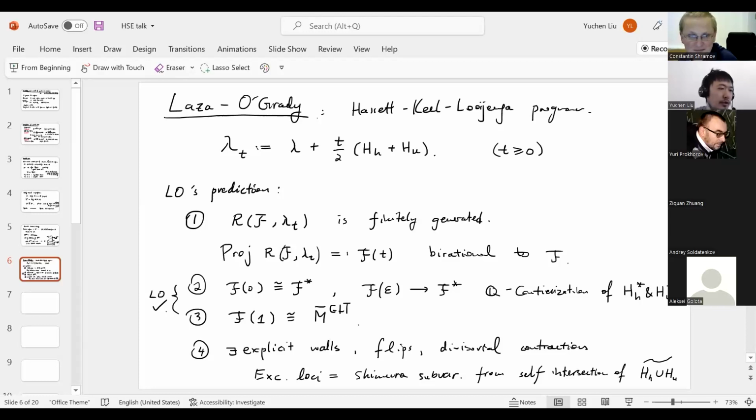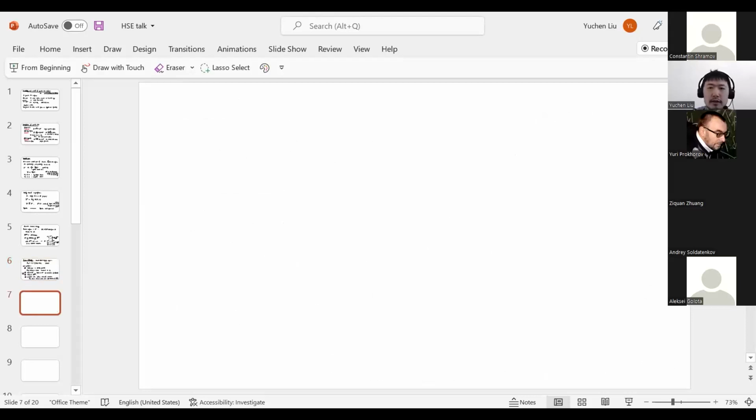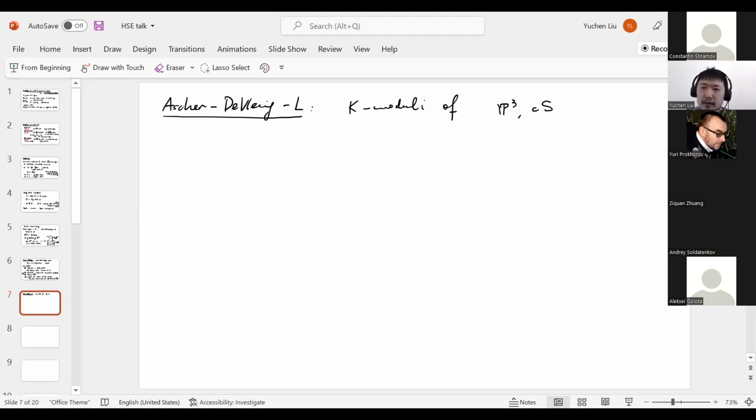All right, so now it's a good time to start with K-stability. Basically, we want to study this question not directly from the Hacon-Langer program point of view, but rather from the K-stability point of view. So what we did is we look at K-moduli of this pair, P^3 and then a constant times the quartic surface.